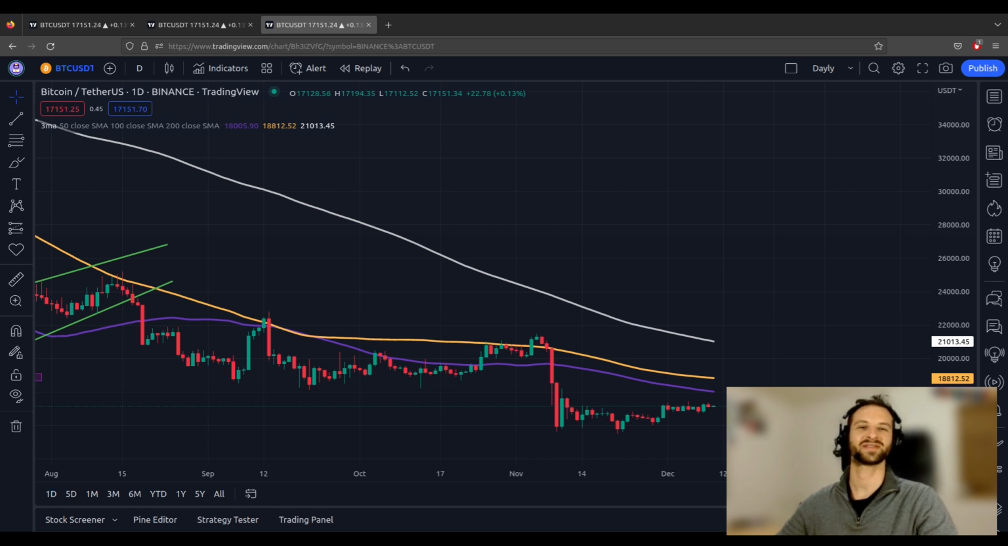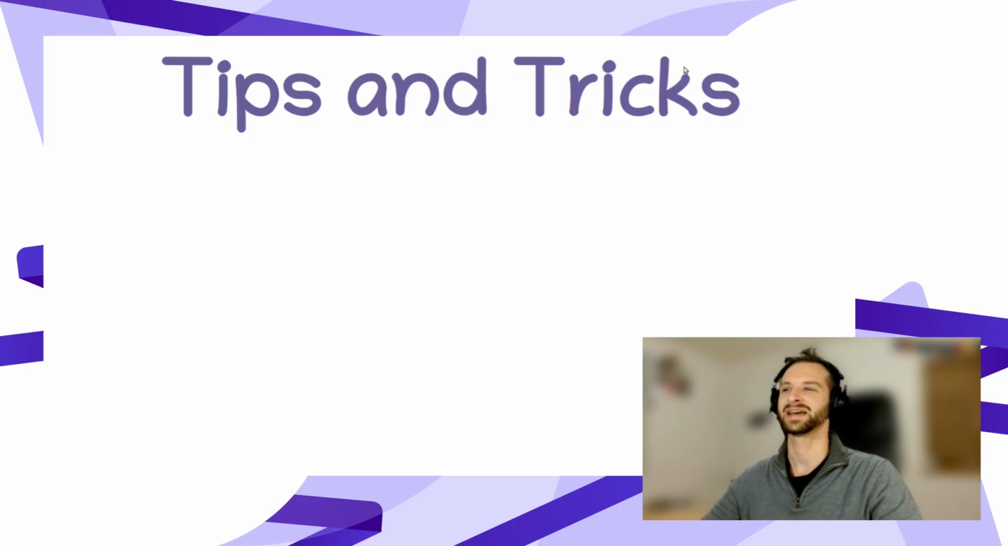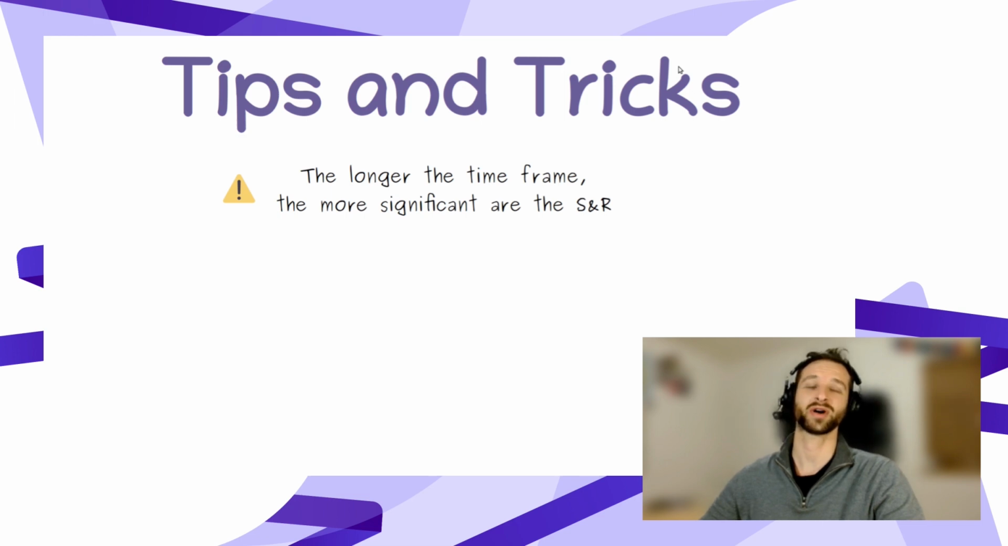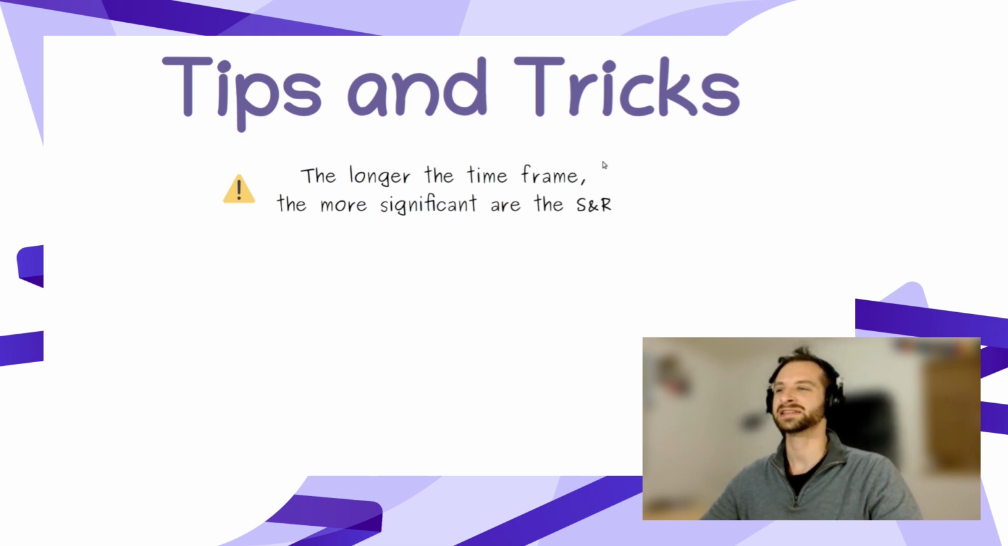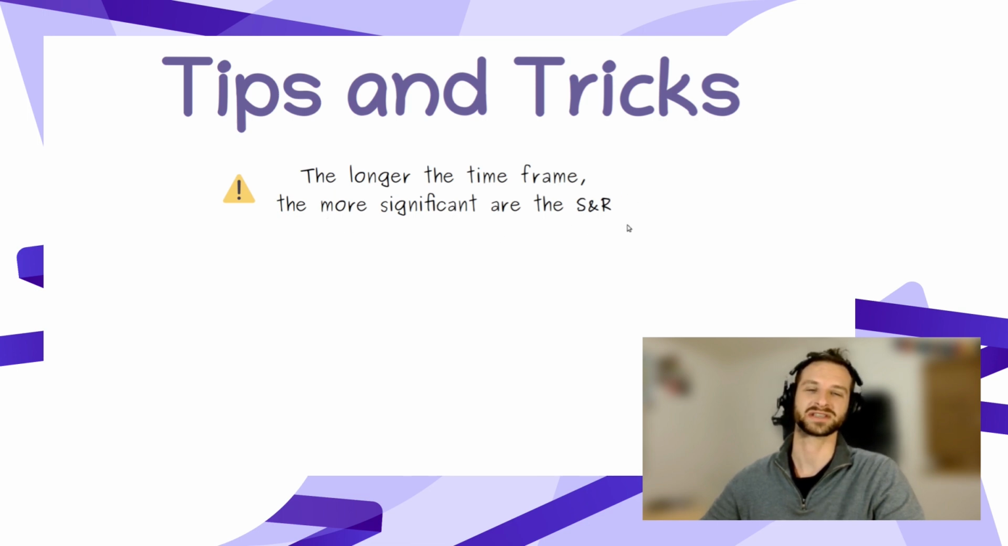Let me leave you with a few extra bonus tips and tricks. The first one I want to give you is more of a warning, a caveat: the longer the time frame, the more significant are the areas of support and resistance. In other words, trying to spot robust areas of support and resistance with shorter time frames, so typically let's say 3 minutes, 5 minutes, 10 minutes, etc., is much harder, because for an area of support and resistance to be meaningful, it needs the price to have been sitting around there for a long time. But that does not mean it's not doable, it's just harder.